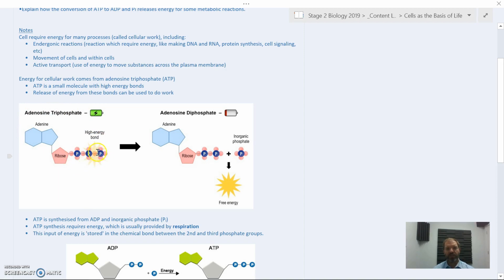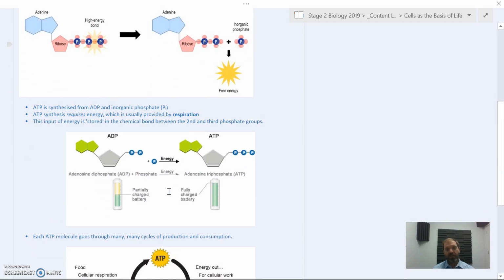So with the three phosphates on there, we have a very high energy bond between the second and third phosphate. We can think of this molecule as a fully charged battery that can then be used to run different processes around the cell. When that energy is released by breaking that bond, the inorganic phosphate molecule comes off, and we're left with two phosphates, and it's called adenosine diphosphate. Now it's a depleted battery, but that energy has been released. And again, that's used to do cellular work.